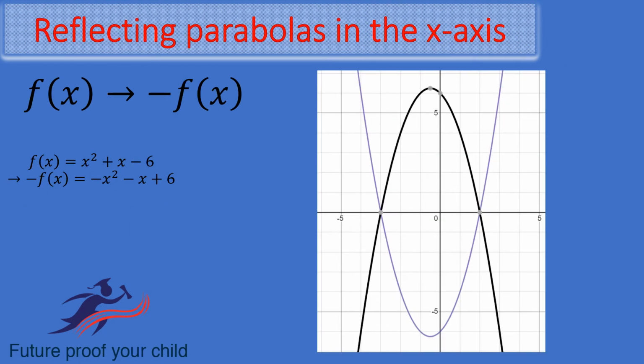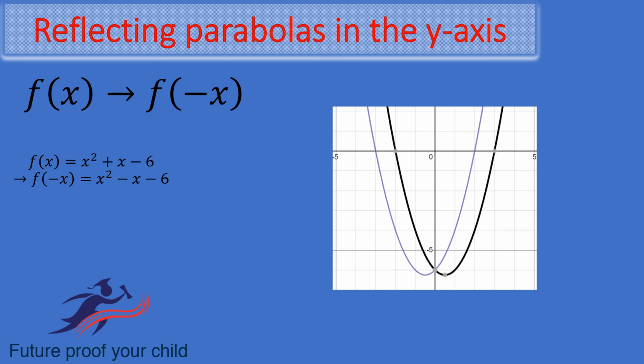Then for the reflection in the x-axis, we basically just change the y value sign. As you can see, f of x became negative f of x, so I just multiply everything by negative. My graph just became upside down, so the smiley face became a sad face.